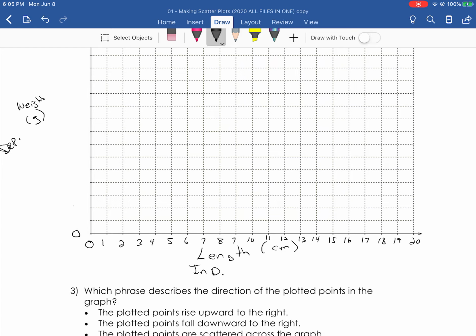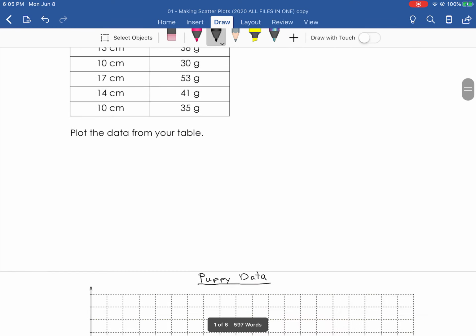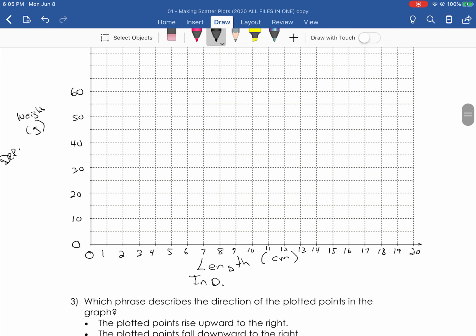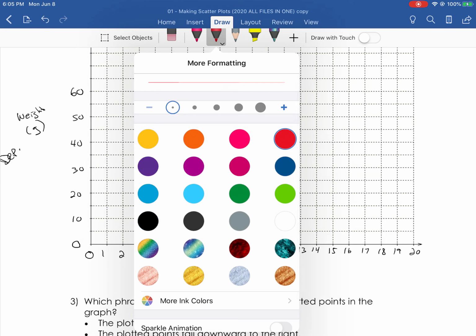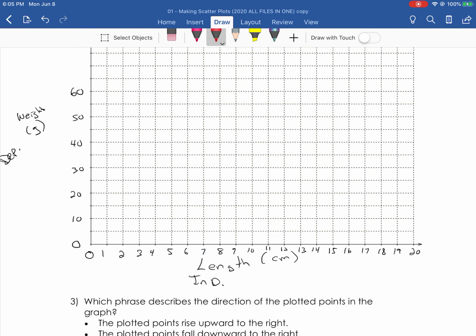Okay, so let me show you what I mean by skipping lines here. So I want to go up by 5s, but I'm going to go 0, 10, 20, 30, 40, 50, 60, and that's more than enough to get where I want to go. You see, I did go up by 5s, but I only wrote on every second line just to make it a little more spaced out. It gets really cramped sometimes if you write in every single line.